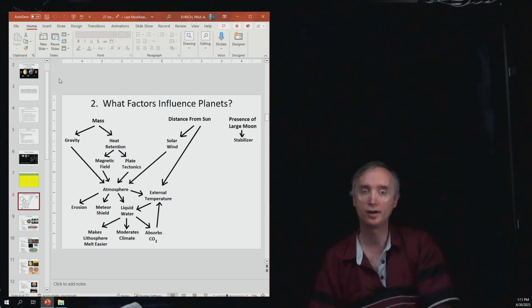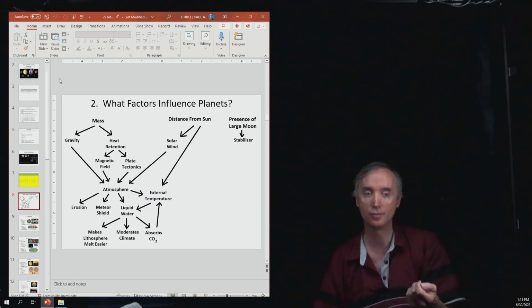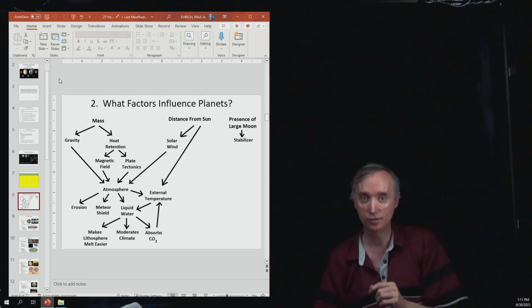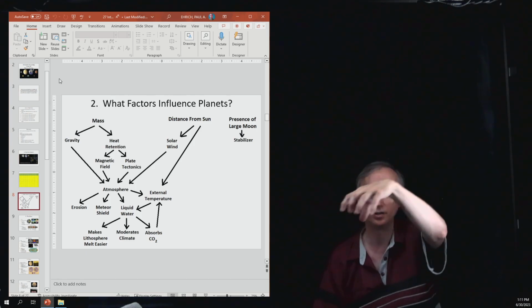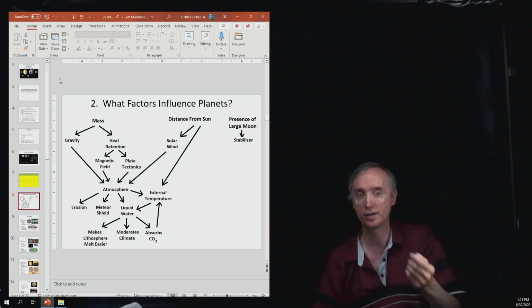Okay, this is a very important picture because this shows the 3 primary things that are going to determine the fate of a planet or a moon. The 3 most important things are the mass or size of the planet, the distance from the sun, and whether it has a large moon in orbit around it. So let's first talk about the presence of the large moon.